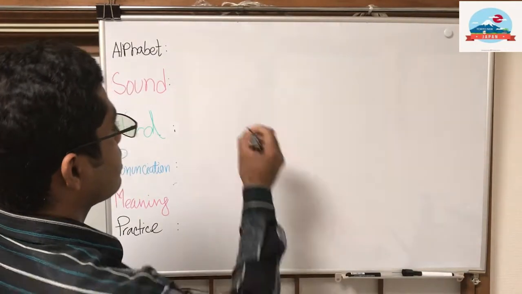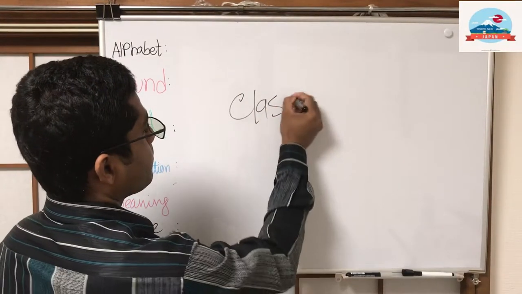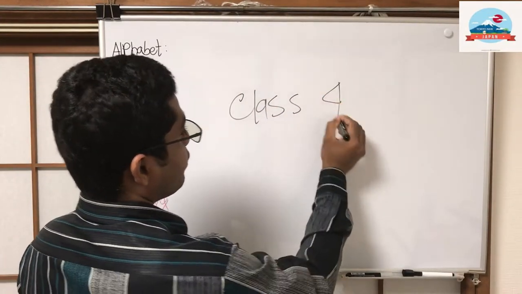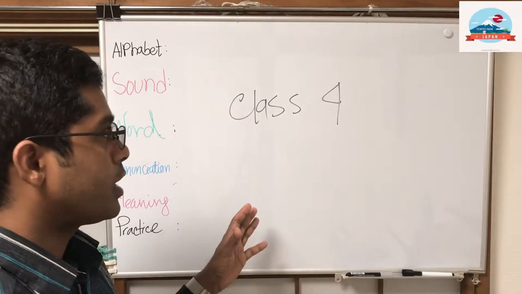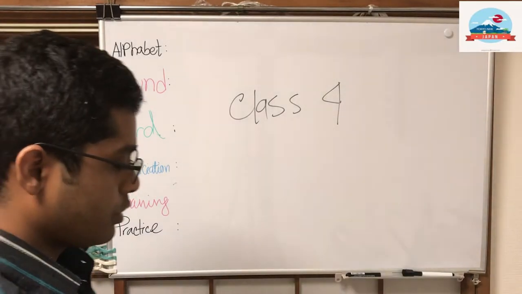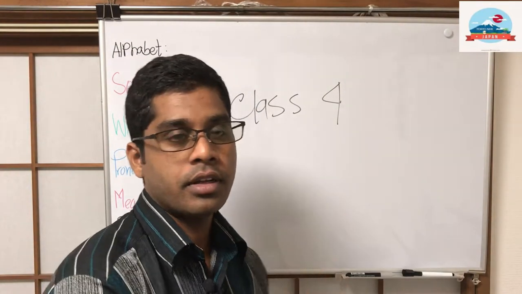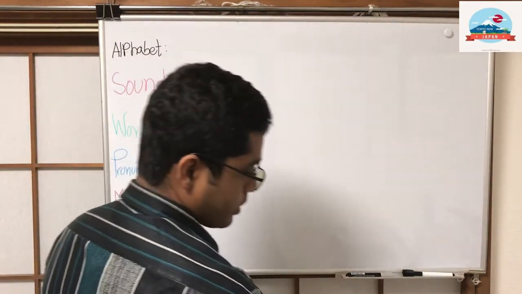Today's class. Today is class four. Every class we learn five alphabet. Let's go. We'll learn the next five alphabet, okay.